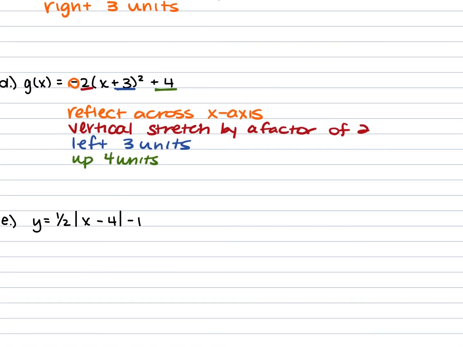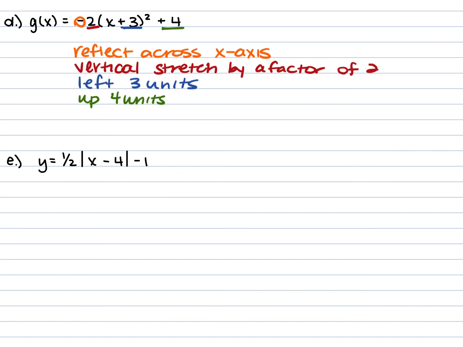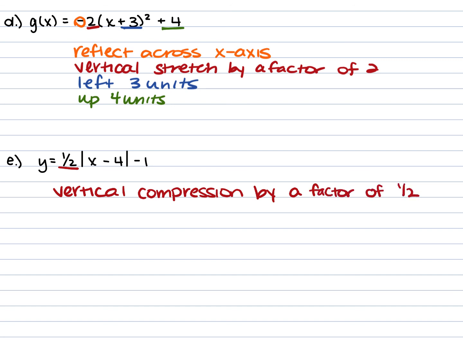For our last example, E, we have y is equal to 1/2 absolute value x minus 4 minus 1. So that 1/2 tells us that we have a vertical compression by a factor of 1/2. That minus 4 tells us we're going to the right 4 units. And that negative 1 tells us we go down 1 unit.